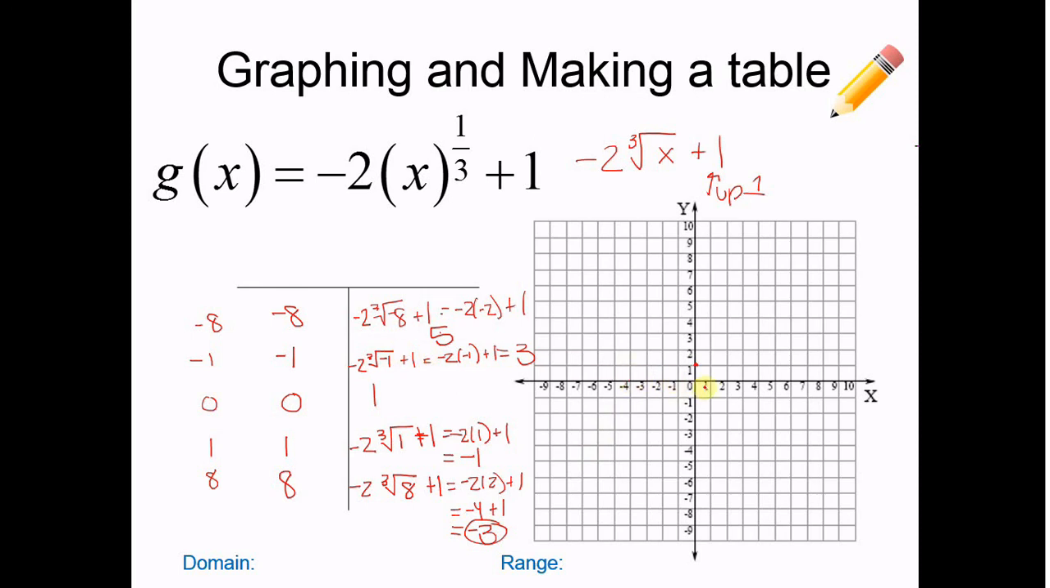So let's graph this. Negative 8, positive 5, all the way up there. There we go. Negative 1, 3, right there. 0, 1 I have graphed. 1, negative 1. And 8, negative 3. There we go. So it's going to be something like that graph right there. Notice how I stretched it vertically, got stretched. So your domain, all reals again, range, all reals also.